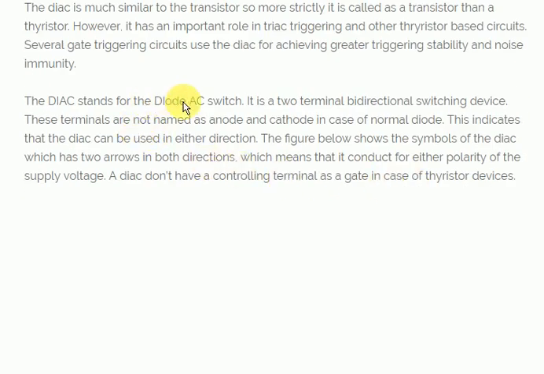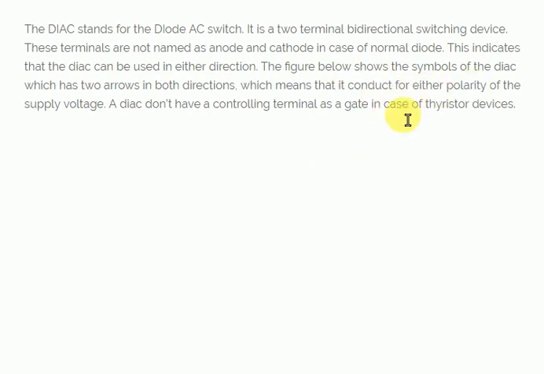Diac stands for diode AC switch. It is a two-terminal bidirectional switching device. These terminals are not named as anode or cathode as in the case of a normal diode. This indicates that the diac can be used in either direction. The figure below shows the symbol of a diac, which has two arrows in both directions, which means that it conducts for either polarity of the supply voltage.